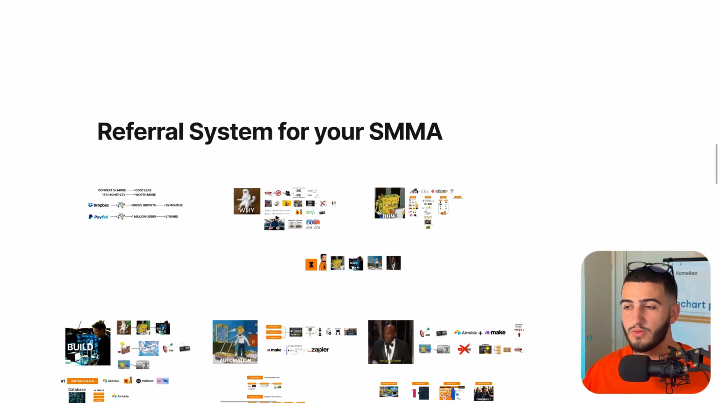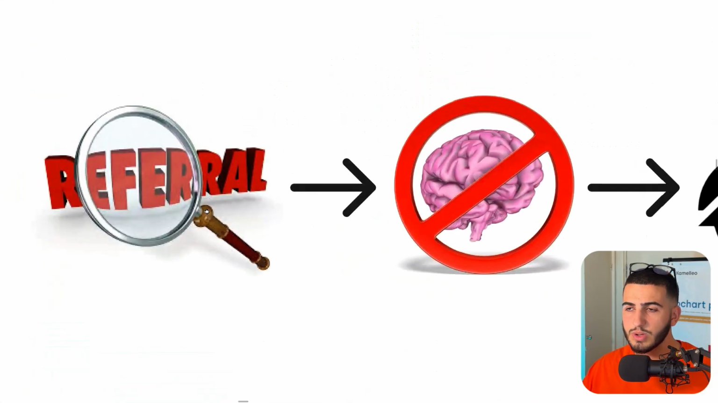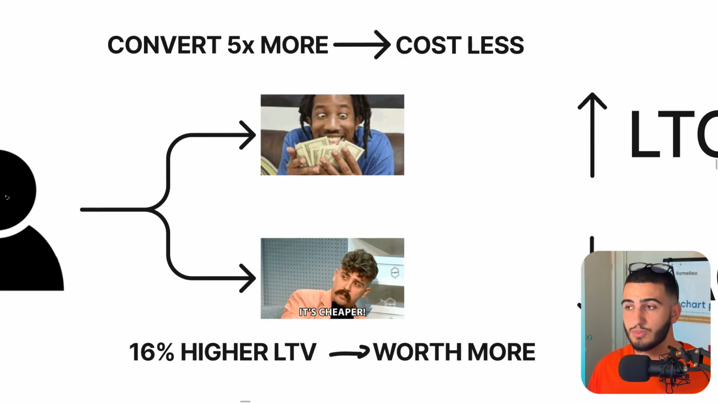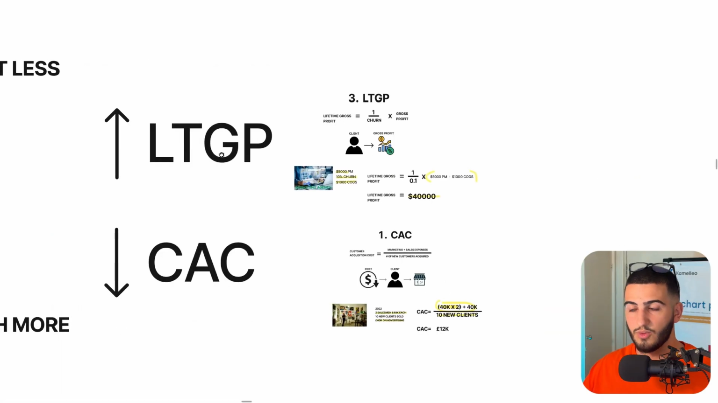The first thing I'm going to cover in this whole referral system is why you actually need to set one up. Now, referrals are a no-brainer. You're basically bringing on leads that convert 5 times more on average, so they cost less, and they have a 16% higher lifetime value, which basically means they are worth more. In business terms, they have a higher LTGP and a lower CAC. If you want to know what those numbers are, just pause this and go through the different examples.